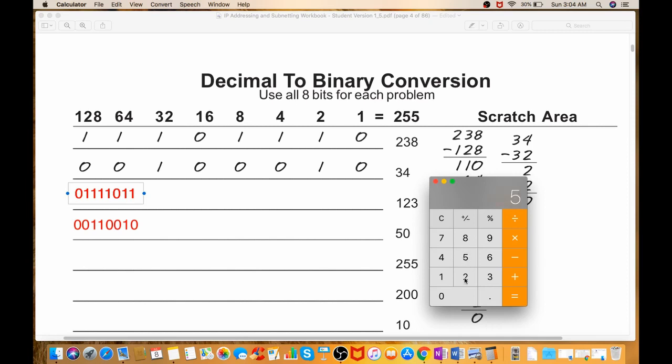They want us to start out with 50. Does 128 or 64 fit inside of 50? No, they don't. So the first 2 bits will be 0. 32 fits, so we'll mark that as a 1 and subtract 32. And then 16 does fit inside of 18. So we'll subtract 16. And that gives us 2. So we'll mark that as a 1. And then 8 and 4 are too big, so we'll mark those as 0. 2 fits, so we'll mark that as a 1. And then 1 does not fit into 0, so we'll mark that as a 0. Go ahead and do the rest on your own.